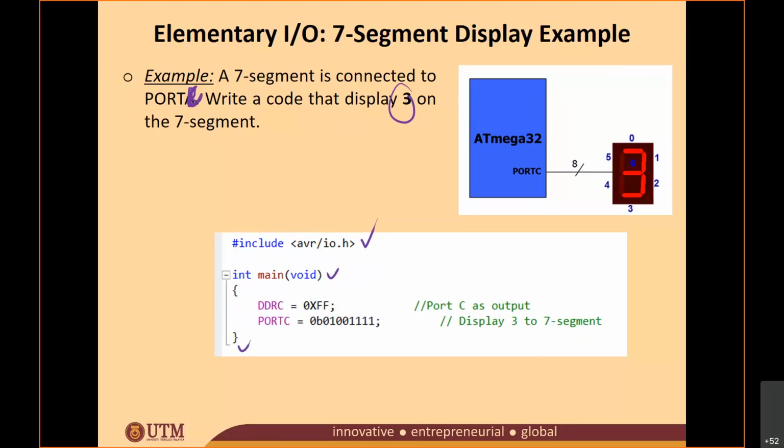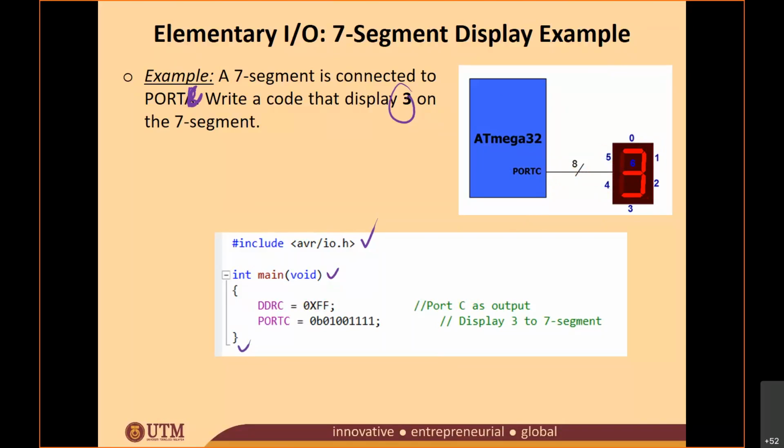Then what you're going to do is initialize your input-output port. In this case, only one port is used, which is port C connected to the 7-segment display. So you initialize your port C to become an output port: DDRC equals 0xFF. So automatically your port C becomes an output port. Now you're going to figure out what value you send to your port C so that your 7-segment display will display number 3.